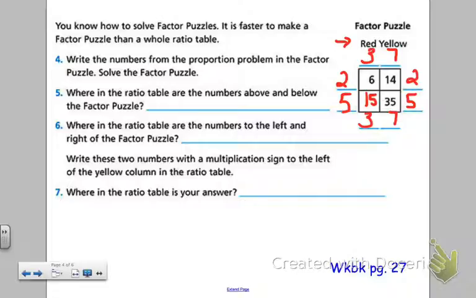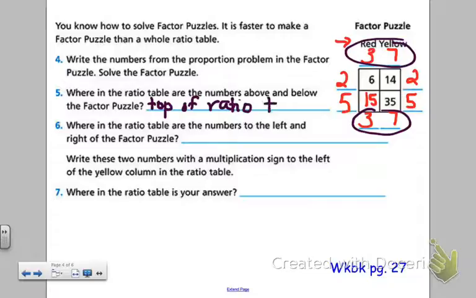Now, where in the ratio table are the numbers above and below, so these numbers here, the 3 to 7, the factor puzzle? If you look at the ratio table from the last slide, remember that 3 to 7, they were at the very top of the ratio table. They showed the basic ratio. So the very top numbers of the factor puzzle are also the top numbers of the ratio table. They're the basic ratio.